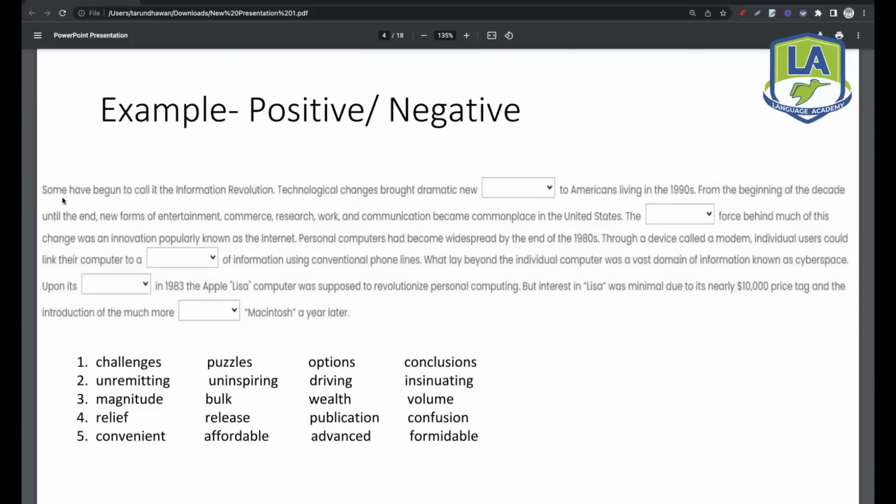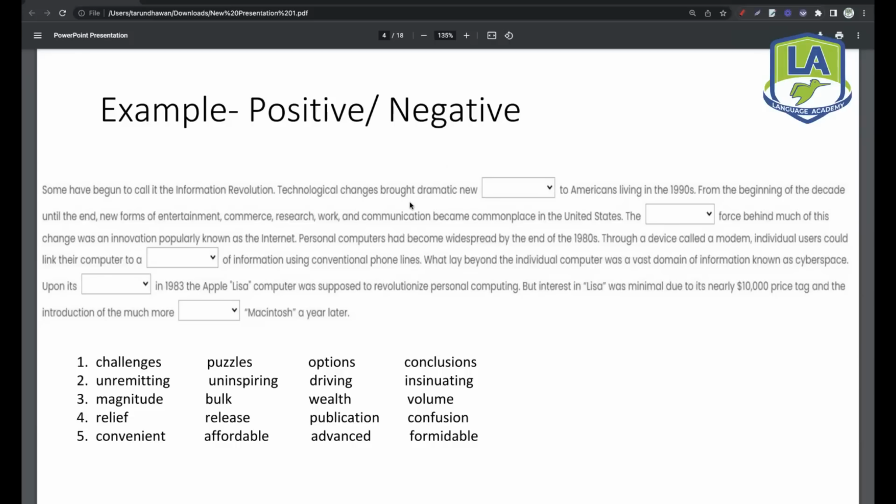So this question says, some have begun to call it the information revolution. Technological changes brought new dramatic dash to Americans living in the 1990s. Now, technological changes can bring positivity also, can bring negativity also. So if we start to solve this question by reading just this much context, we might select the word challenges out of the options, that technical changes have brought challenges to the Americans, or it can be it has brought options, advantages. Any of the thing is possible at this point of time.